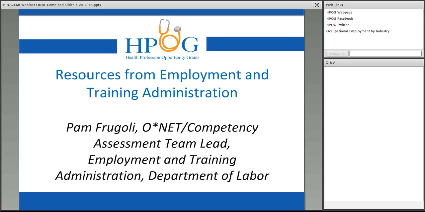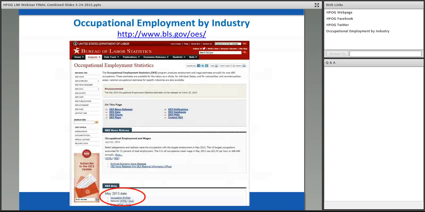We're really pleased with this guide and the efforts to use labor market information, and so we wanted to also show you some of these websites so that you realize that you can find a lot of this data really easily. And so I'm going to show you resources both from the Employment and Training Administration, which is where I work, and also from the Bureau of Labor Statistics, where I'm going to start.